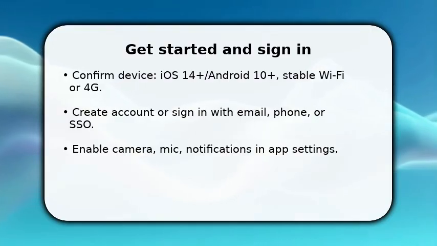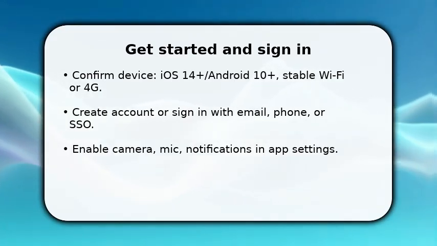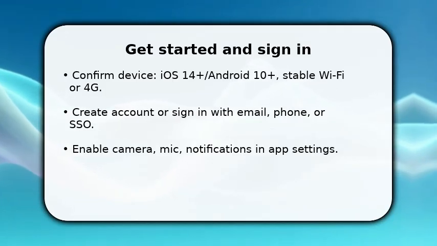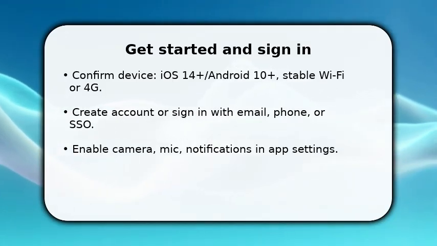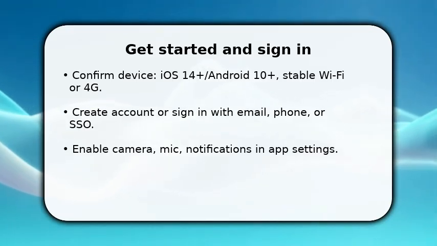You need the essentials first: a supported device, an active internet connection, and account credentials. Open Nanlink and tap Sign Up or Sign In, choose email, phone, or single sign-on to speed onboarding. Enter verification code when prompted and set a secure passcode.